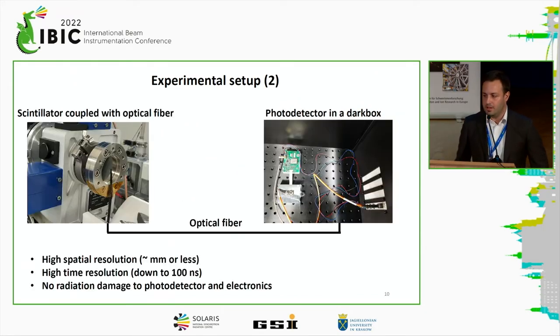So this is the experimental setup. This is the scintillator coupled with the optical fiber. You can see here there is the beam extraction window and then the optical fiber with the scintillator. And then the optical fiber is drawn outside the bunker and goes to another lab. In particular, here there is a dark box with the photodetector inside.